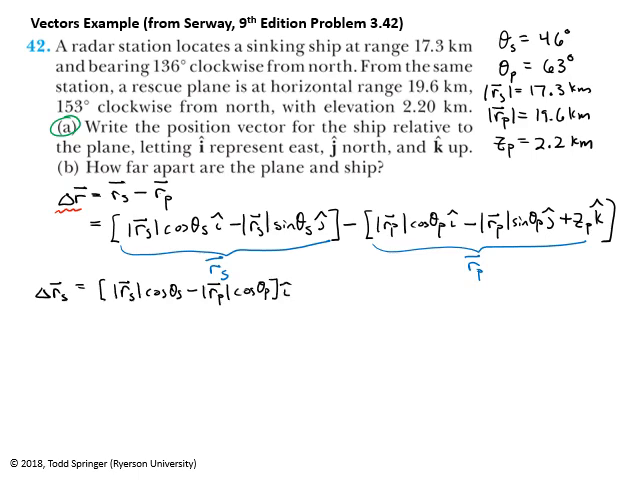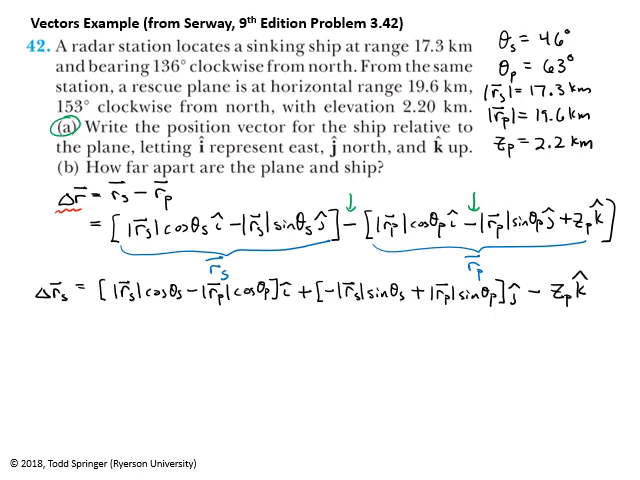That's the X component. Now for the Y component, I've got some extra minus signs. RS sine theta S plus, so there's a plus because there's a minus here, but then there's also a minus here. So I have plus RP sine theta P. That's the Y component. And finally I've got the Z component, which is just ZP K hat. So that's basically the formula for this part A.